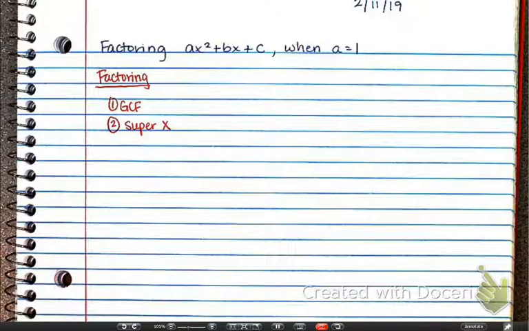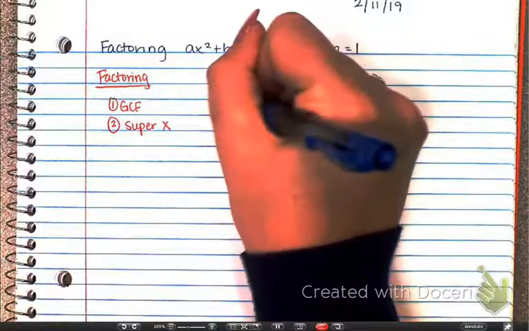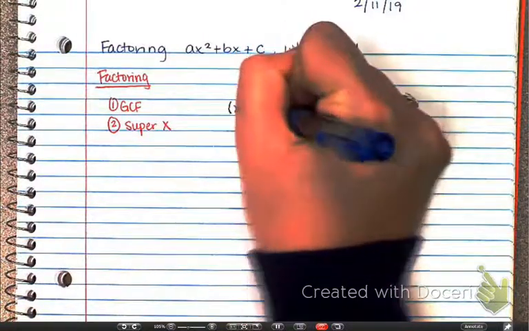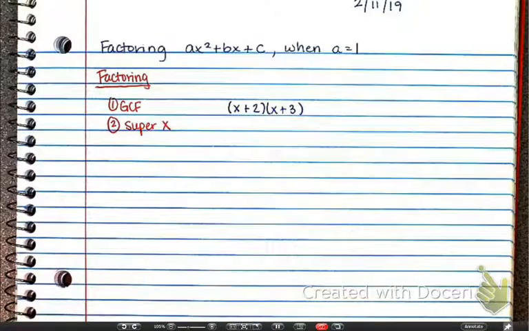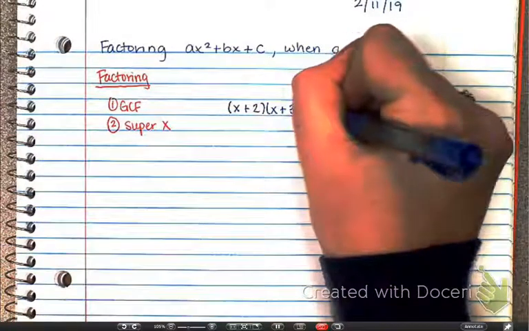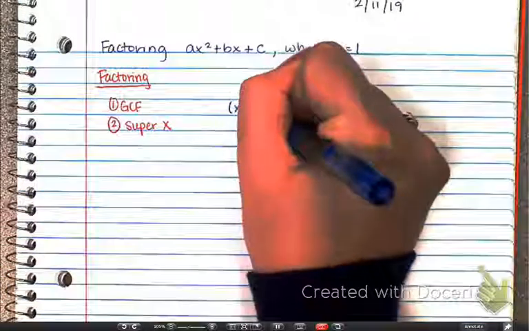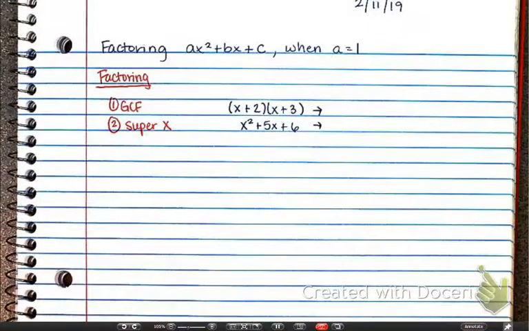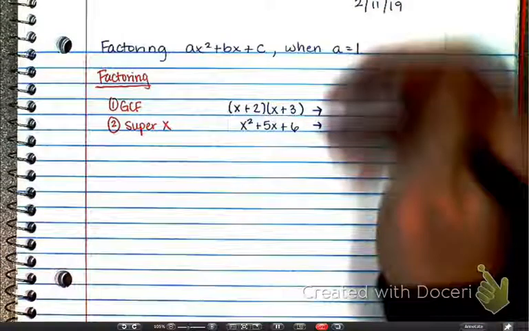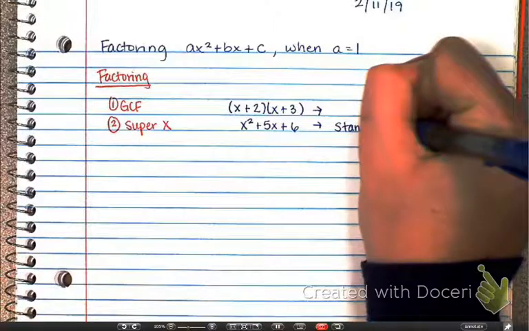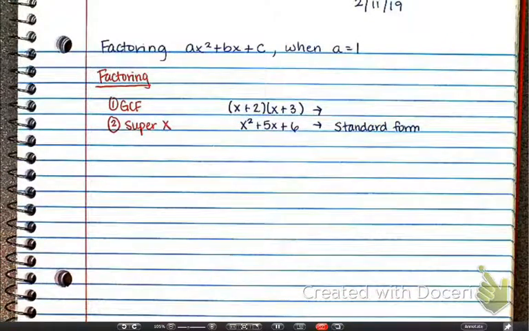Now before we talk about the super X, what form is x plus 2 times x plus 3 in? What did I call that? What form is x squared plus 5x plus 6 in? Standard form. This is standard form. What's the top one? What form is that?